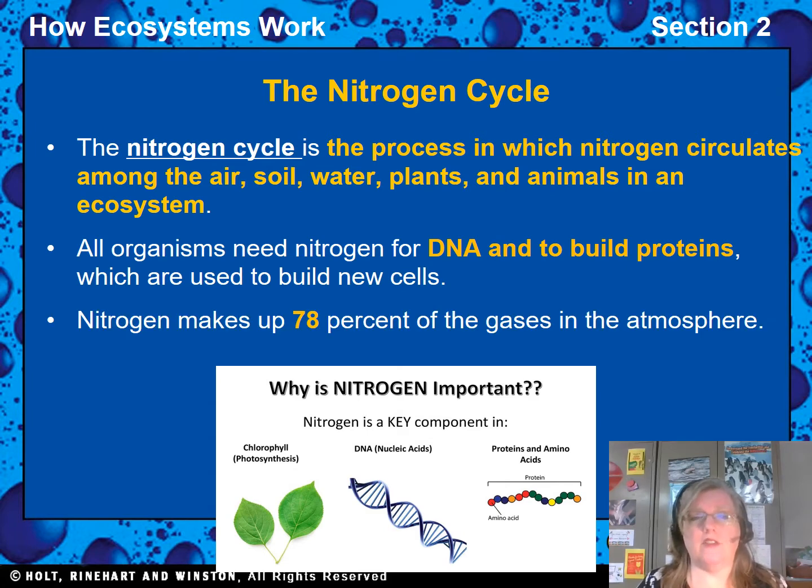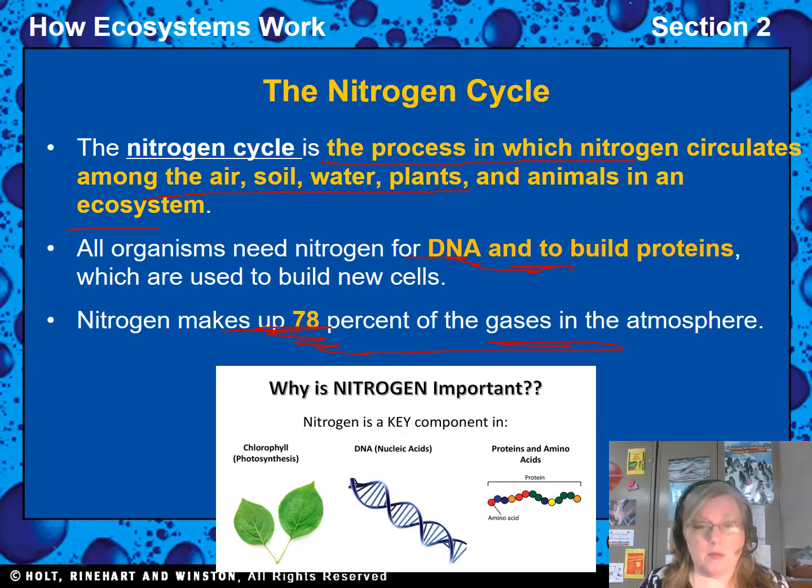The nitrogen cycle is a process by which nitrogen circulates among the air, soil, water, plants, and animals in the ecosystem. So we just finished the carbon cycle. Now we're doing the nitrogen cycle. All of the organisms need nitrogen for DNA and to build their proteins. And nitrogen makes up 78% of the gas in the atmosphere.